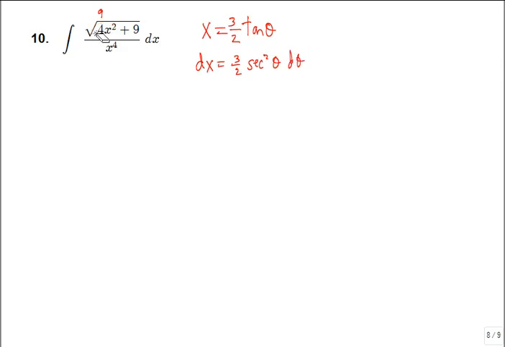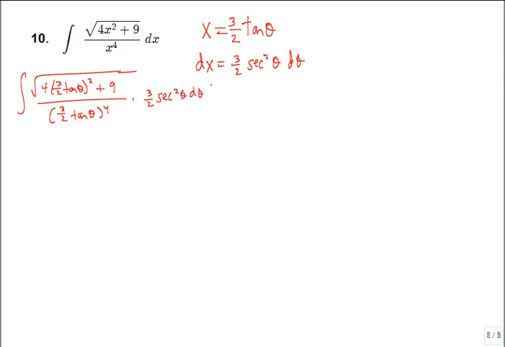So let's write out what this turns into. We get the square root of 4 times 3/2 tangent theta quantity squared, that's all my x right there that I want to square, plus 9, all over 3/2 tangent theta to the 4th times this dx, which is 3/2 secant squared theta d theta. So we get under that square root 4 times 3/2 squared becomes 9/4 tangent squared theta plus 9. The 4's cancel, so this becomes 9 tangent squared theta plus 9.